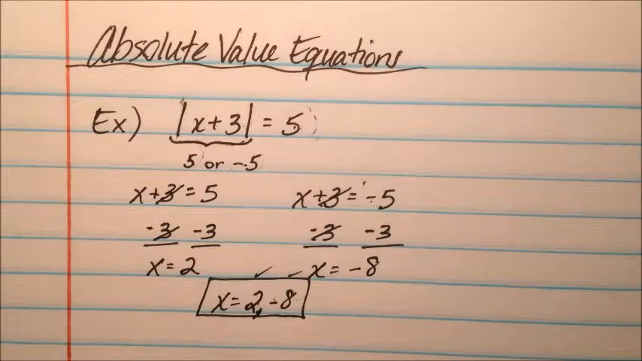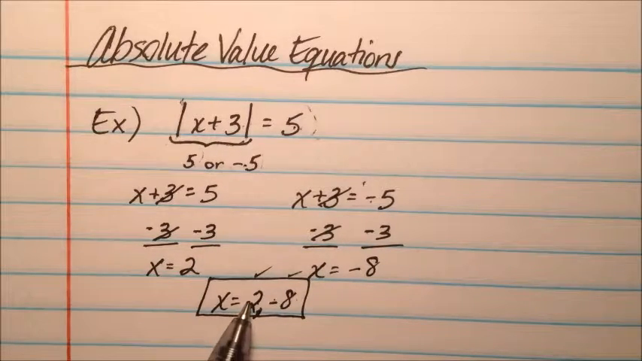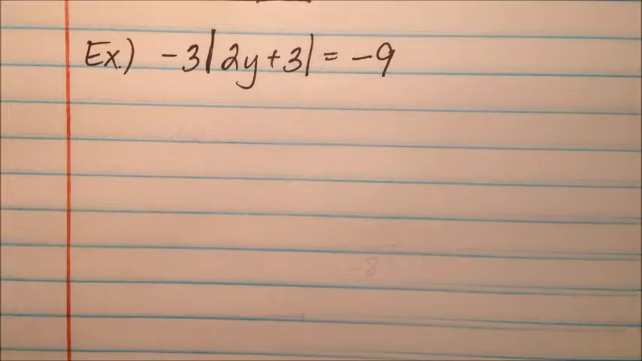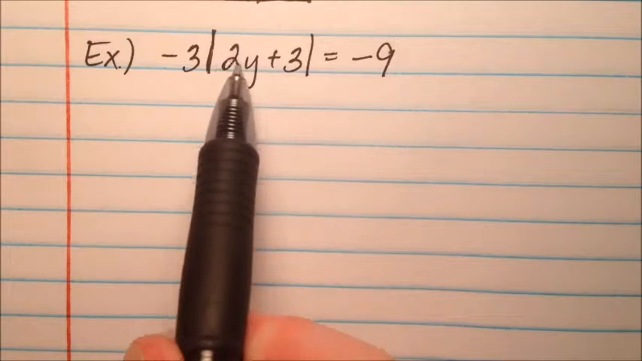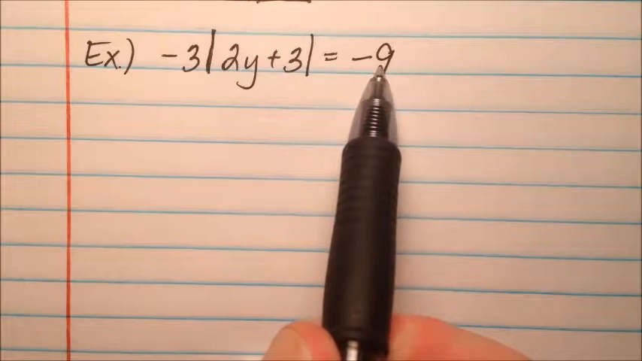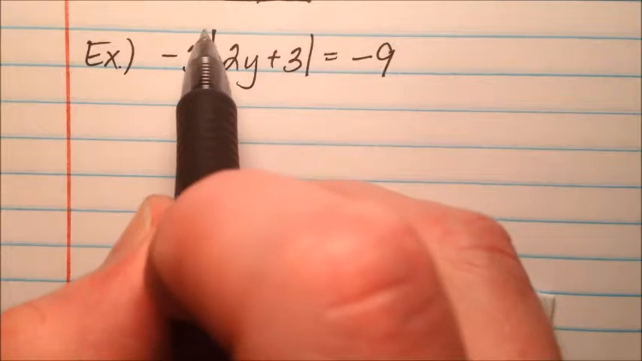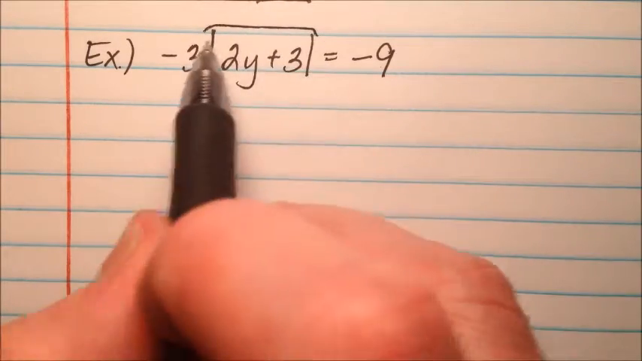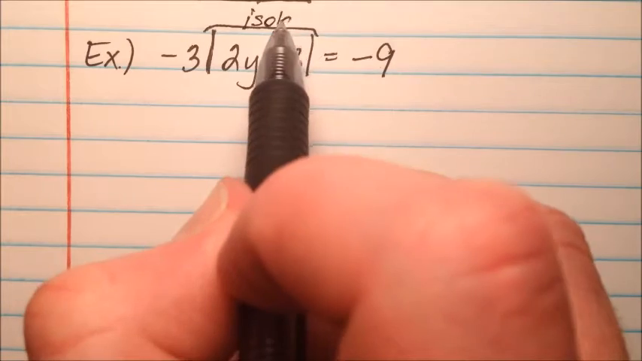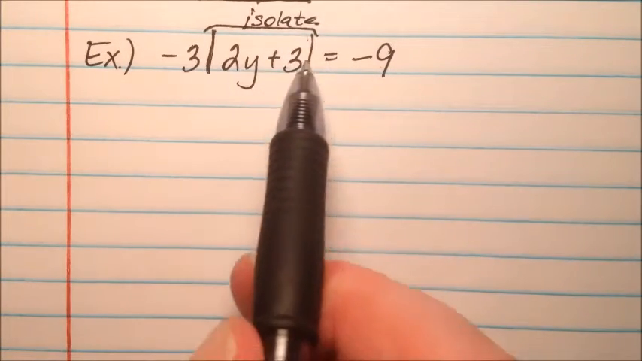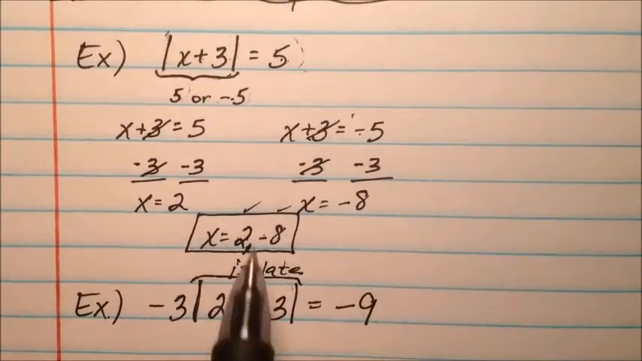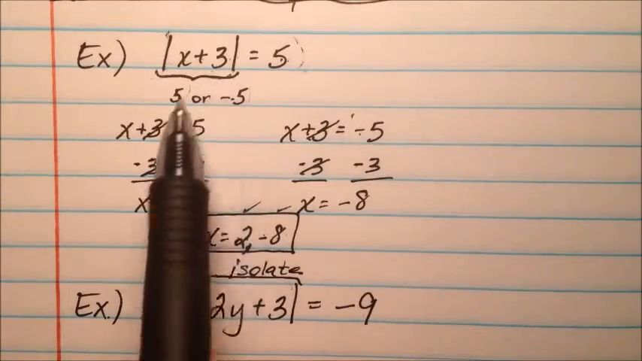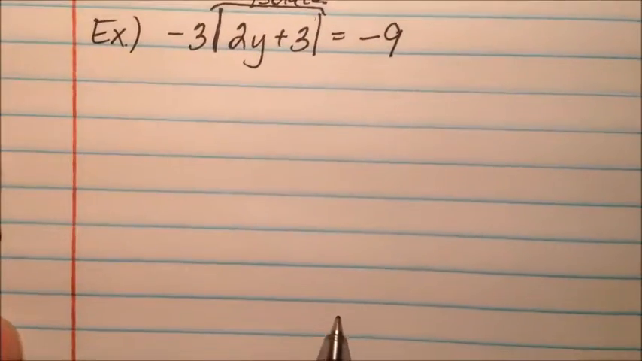So in the first example, we had the absolute value of x plus 3 equals 5, and our solutions were x equals 2 and negative 8. In our next example, we have negative 3 times this absolute value expression, 2y plus 3, and that's going to equal negative 9. So in order to solve these, we have to take this absolute value expression and isolate it. So we need to pretend it's a variable and isolate it, and then once it's all by itself, we can do like we did in the previous example and set up our two separate equations. So let's see how to do this.